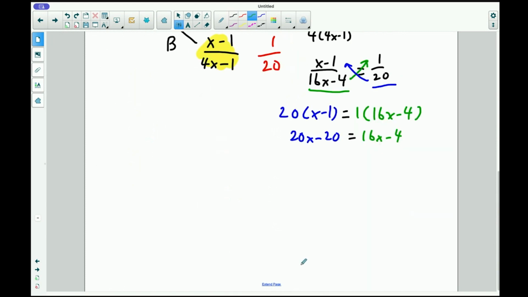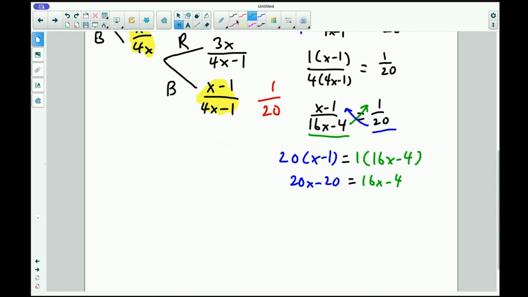And from here, it becomes a pretty straightforward linear equation that we're going to solve. We're going to make x the subject. So I will subtract 16x from both sides first. We'll end up with 4x minus 20 is equal to negative 4.